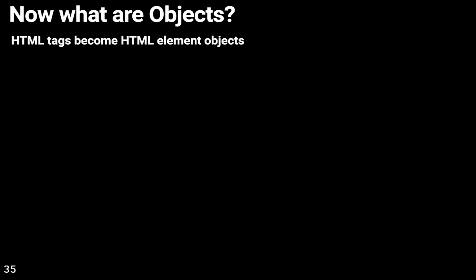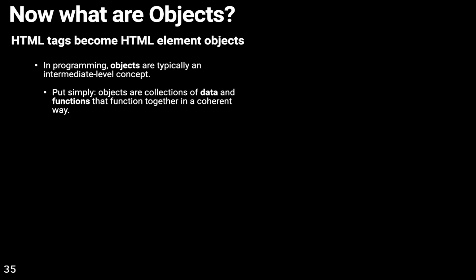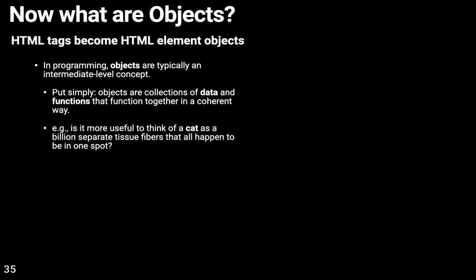Okay, now what are objects? HTML tags become HTML element objects, right? So they aren't objects in the text until they're created in the browser. So in programming world, objects are typically this intermediate level concept. It's the idea of grouping together data and functions that are relevant to that data, right? In this coherent way. So, for example, consider a cat.